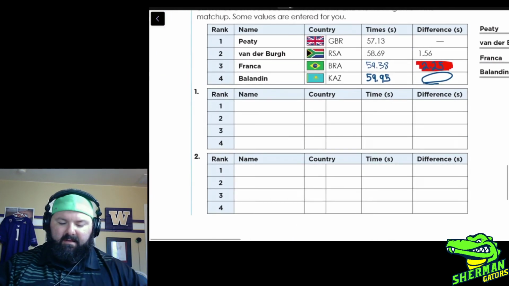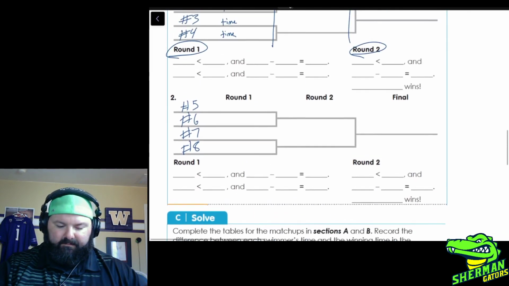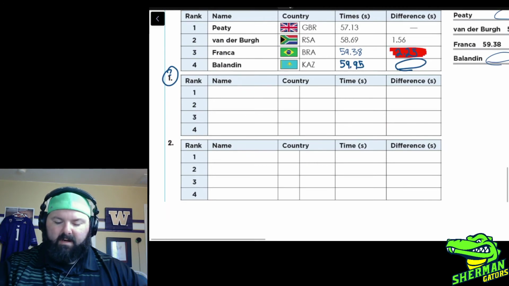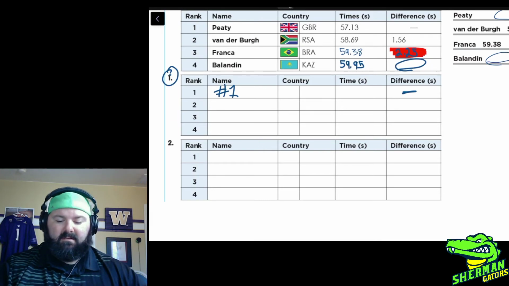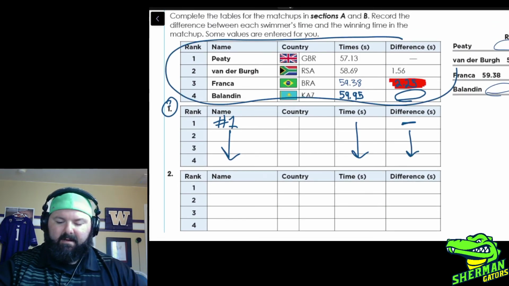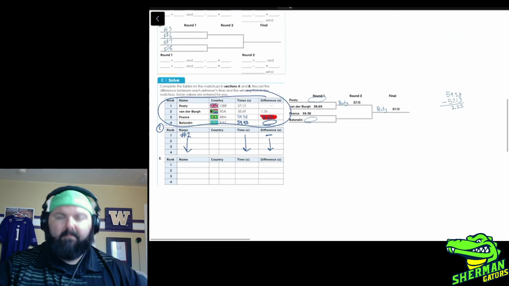Now the next thing, you're going to do it for the 2 charts you made. So here's chart 1. That's going to go with this, where you are going to put the 4 winners, the 4 names, you're going to put their country, and then you're going to put their time, and whoever won, you're just going to make this line, because there is no difference between them and the winning time, because they're the winners. And then you're just going to fill out the chart the rest of the way with their times and the differences, just like we did up here. That is it. And that is it for the math today.